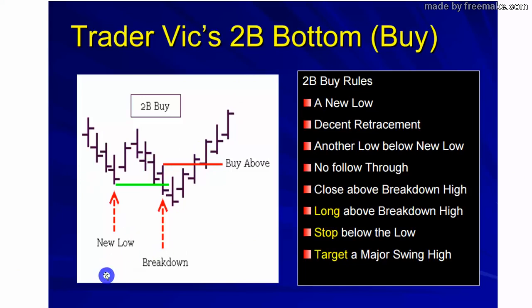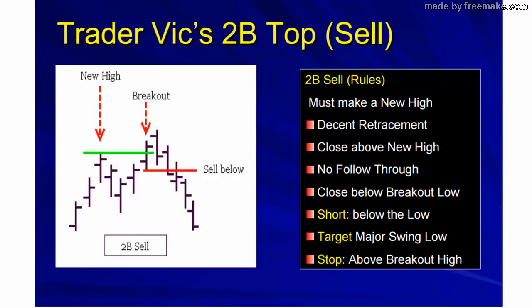Now this, we know, is fairly classic. We will then have an oscillator, we'll have divergence as well. So you've got two confirming, and we'll look at a pattern in a moment. This is directly out of his book. So you've got a decent retracement, a close above a new high, no follow through, a close below the breakout low, short below the low, target the major swing low. You might have had a swing low way down here, stop above the breakout high, which is just here. Fairly classic patterns, but you know what, it works.